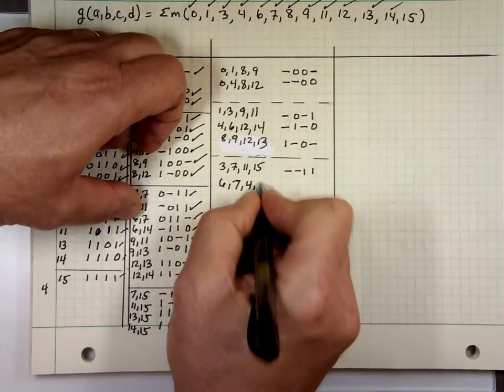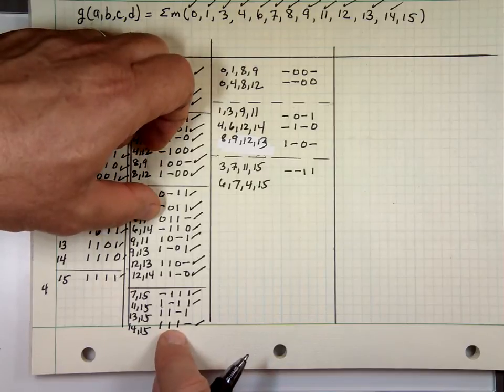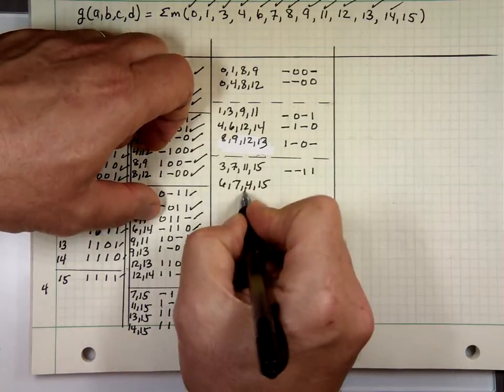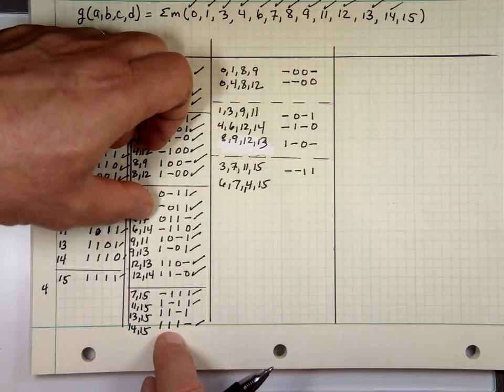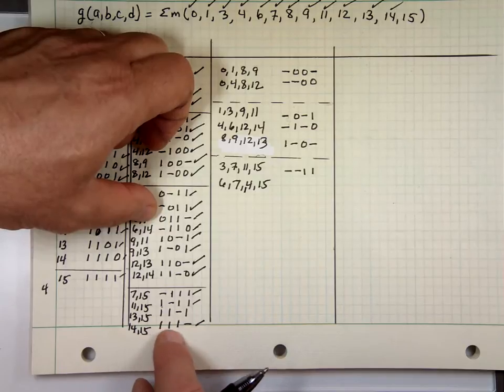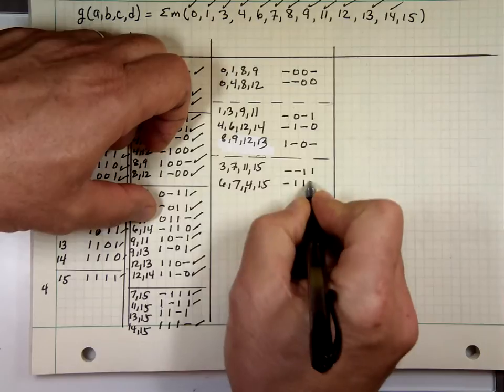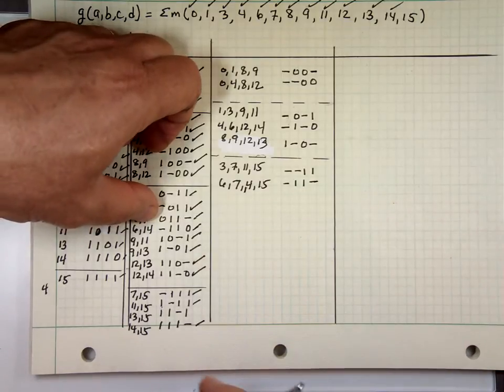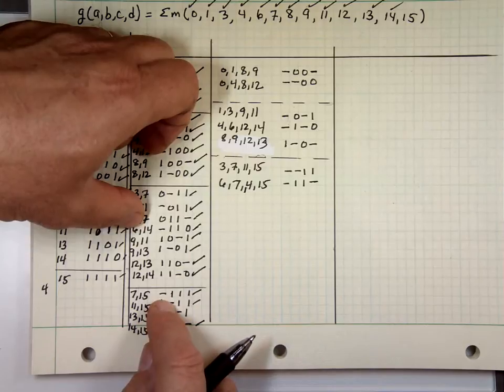What did I say, 4 or 14? Yeah. 6 and 7, 14, 15. Remind me, that's 14, not a 4 when we get to it. 6 and 7, that'll be dash, 1, 1, dash. 6 and 14, 7, 15. 6 and 14, 7, 15.